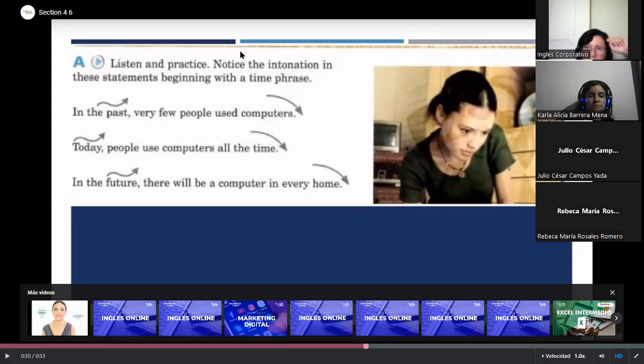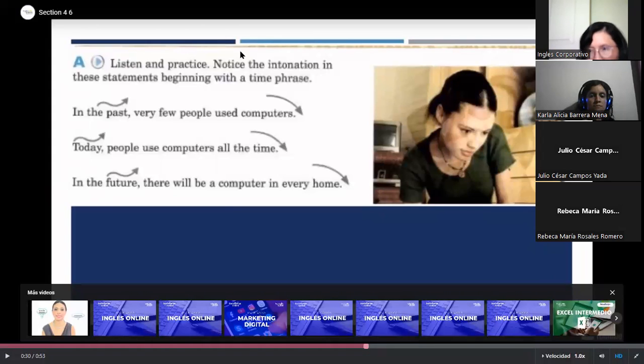Today. In the future. But at the end, al final, la entonación baja. There's a falling intonation, right? So, in the past, very few people use computers, baja. Today, people use computers all the time, baja. In the future, there will be a computer in every home.